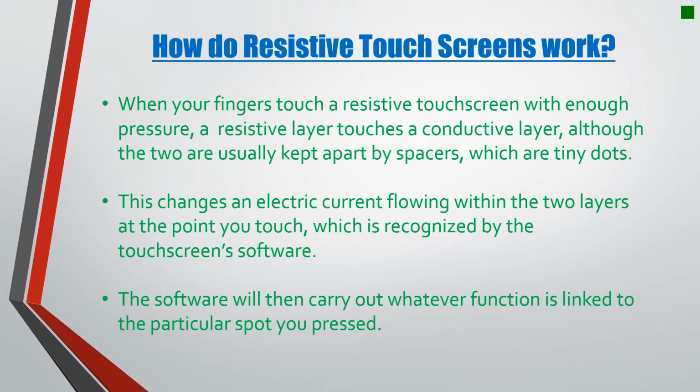For example, say you've got an ATM and you've got these buttons on a touchscreen. Whenever you press one of those buttons on a touchscreen, the electric current flowing between the resistive layer and the conductive layer present within the touchscreen will change at the exact point you touched. This change will then be noticed by the ATM software, which will then carry out whichever link, for example, or a new page that may be linked to that particular button that you may have pressed.